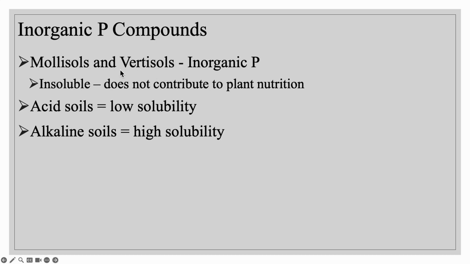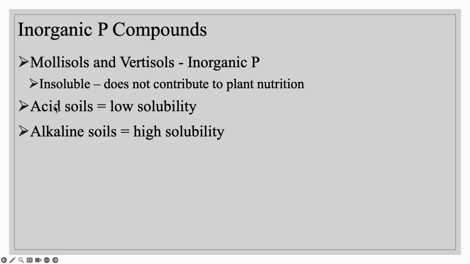In our mollisols and vertisols, we'll have a lot of inorganic phosphorus, and this inorganic P is insoluble, so it doesn't really contribute to plant nutrition. So it needs to undergo some changes and some processes, some transformations in order to become soluble. But this is a high clay soil. It's got a high CEC and probably even a high anion exchange capacity. Mollisols are dark soils. They're going to have enough organic matter that is going to hold on to that phosphorus.